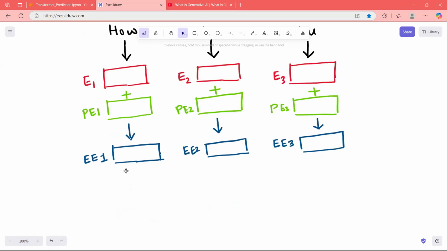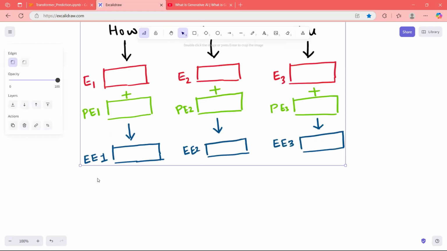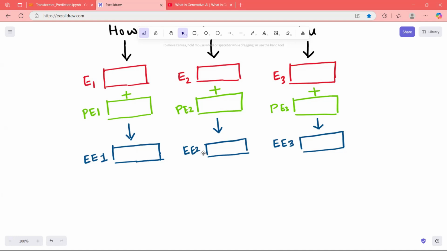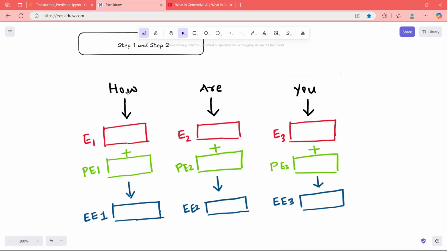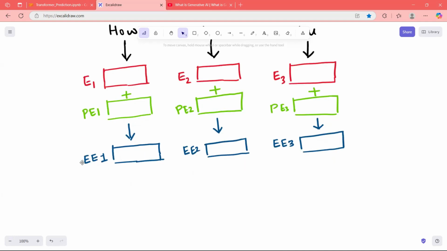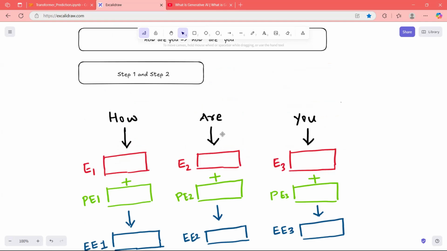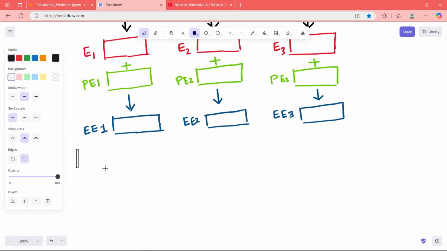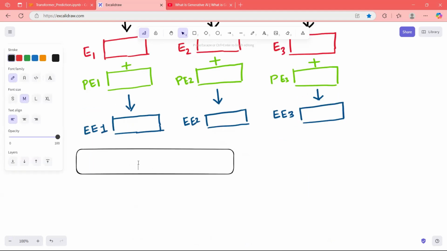Embedding plus positional encoding, I am calling enhanced embedding 1, enhanced embedding 2, enhanced embedding 3. So for the 3 words, "how are you", now we have got enhanced embeddings 1, 2 and 3. So steps 1 and 2 of the transformer encoder are done. Now let's go ahead and see what happens in step 3 and 4. What happens in step 3 and 4?